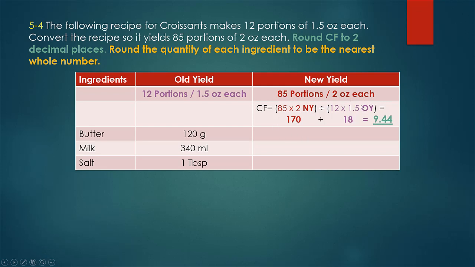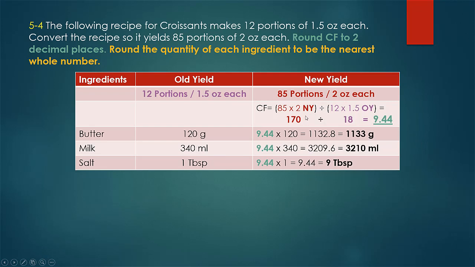And I'm going to divide it by my original recipe, which gave me 12 croissants at 1.5 ounces each, or 12 times 1.5, 18. My new yield divided by my original yield gives me a conversion factor of 9.44. As we've done with all of these conversions, I now take my conversion factor and multiply it by the amounts of ingredients in my recipe, and I now need 1,130 grams of butter to give me this new yield, and so on for each ingredient.